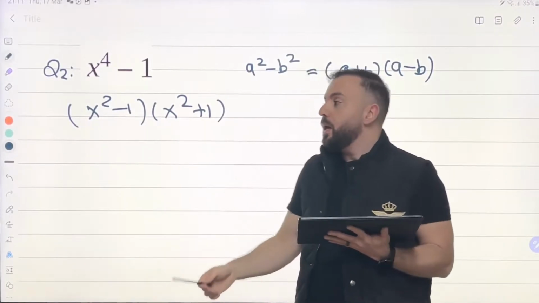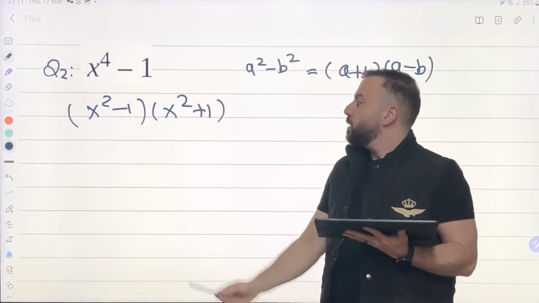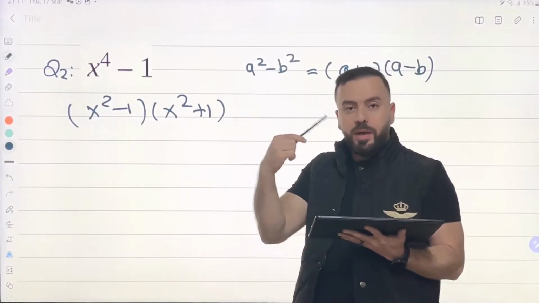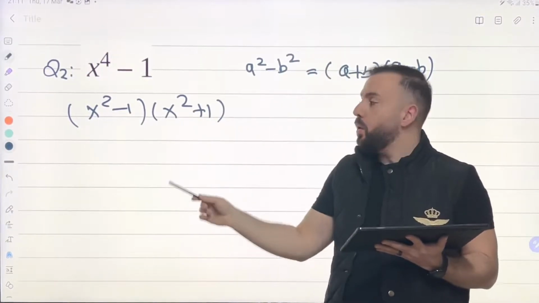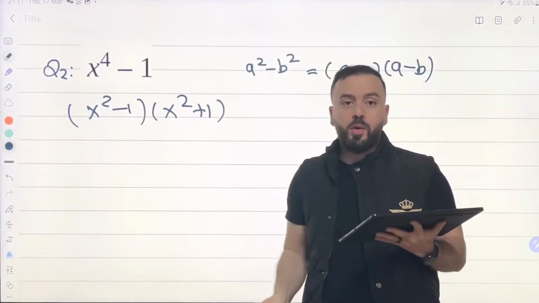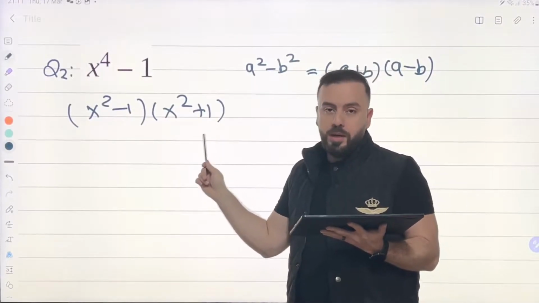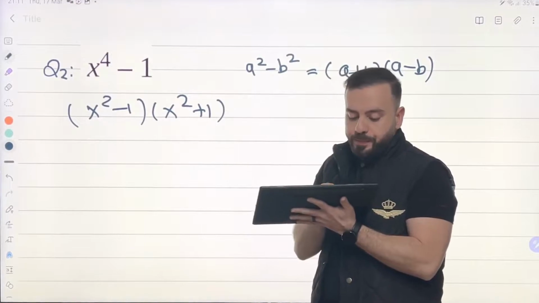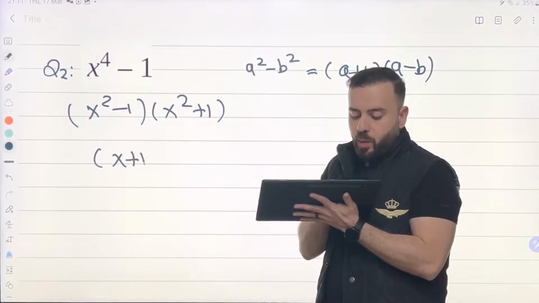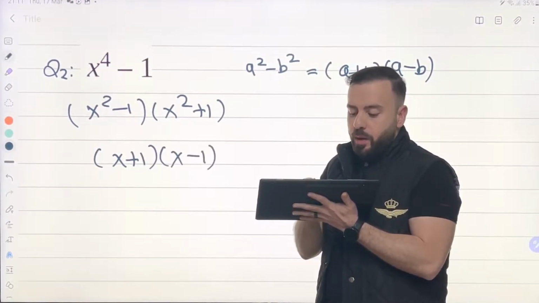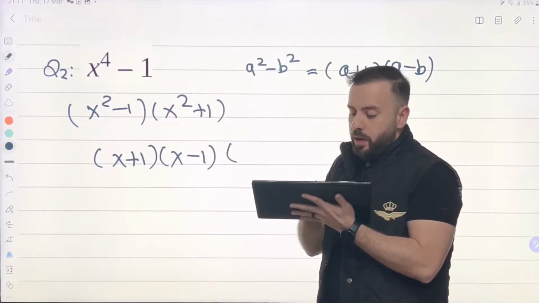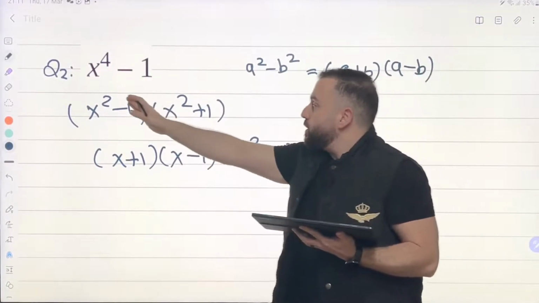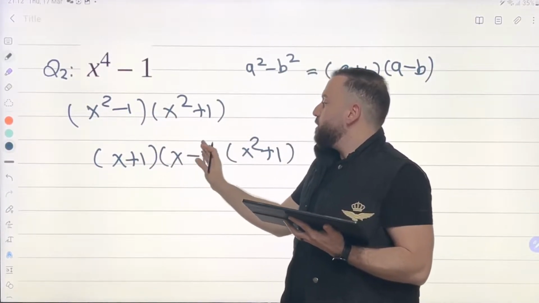Now, the next step. But ask yourself a question: can I factorize x squared plus 1? I leave it for you. Think while I'm solving the question, and at the end of the question, I'm going to tell you why we cannot factorize x squared plus 1. So x squared minus 1 is going to be x plus 1 times x minus 1, and at the end is x squared plus 1.